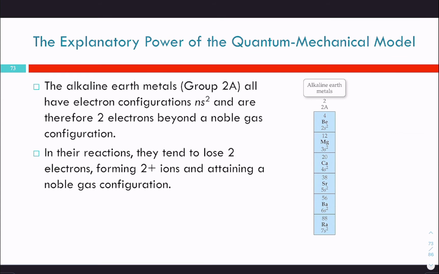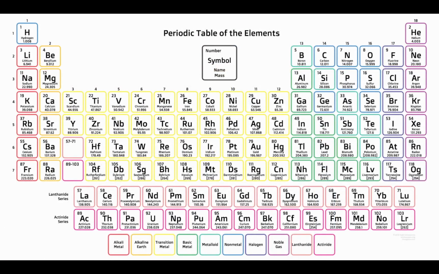This trend continues. So the alkaline earth metals, again, this is the second column, group 2A, all have electron configurations of ns2, n being whatever row they're in. They lose 2 electrons to be like the nearest noble gas, and they all form 2+ charges. So if we look at a periodic table, this is where you look at the nearest noble gas.